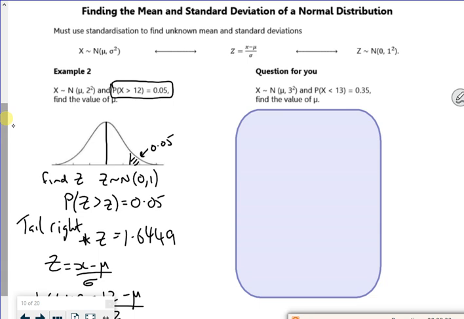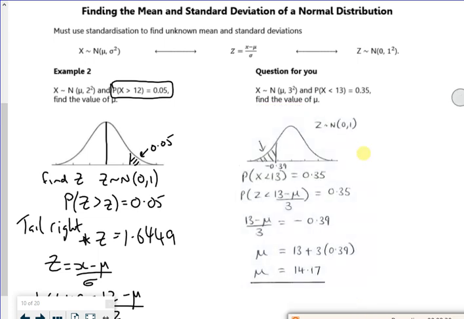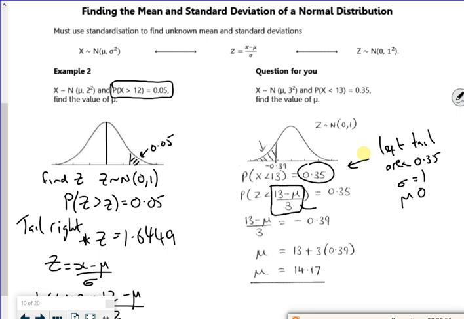Right, so let's have a look at this one. I do a left-hand tail and it gives me a z value. They've just used 0.35. That's a left tail with an area of 0.35 with sigma as 1, mu as 0. But use a better one than that. Then if you use z equals x minus mu over sigma, you can rearrange there. What do you got there? 0.35?